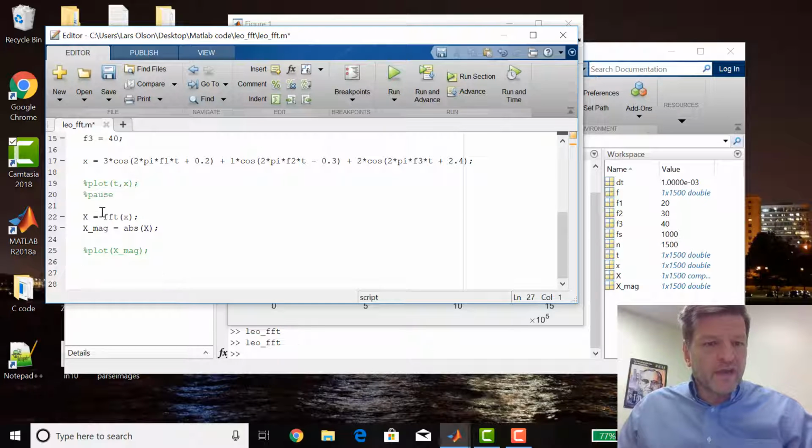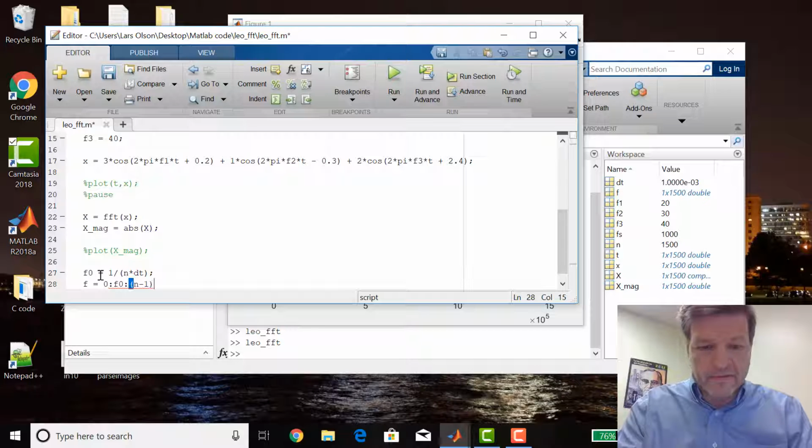So I just commented out all these plots, and I'm going to make up the frequency. The frequency has to consist of the stepping. What's the incremental delta f that you're having? It's called f0, the fundamental frequency, f0. And it's easy. It's equal to one over the number of points times delta t. Then when you're making a frequency axis, you start at zero, you go by f0 up to n minus 1 times f0.